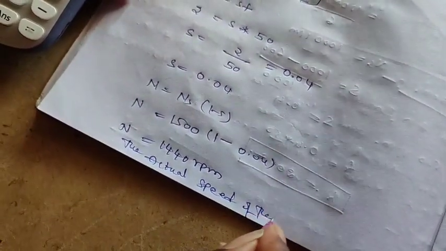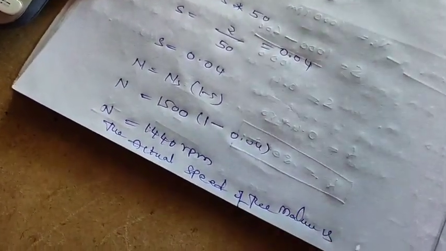Actual speed of the machine is 1440 rpm.